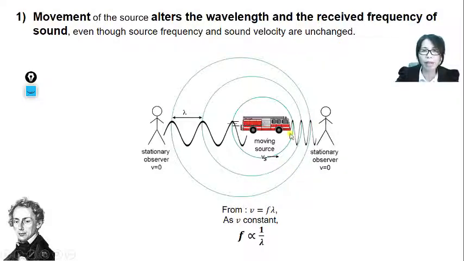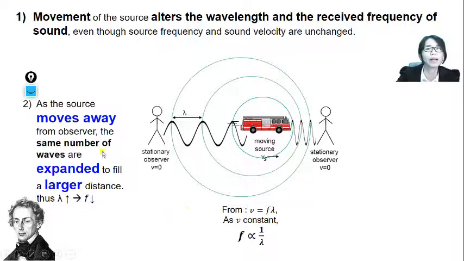For example, I have a moving source, then I have two stationary observers, one standing on the left hand side, one standing on the right hand side. So from velocity equals f lambda, our velocity or the speed of the sound is always constant. So we find out that our frequency is inversely proportional to the wavelength.